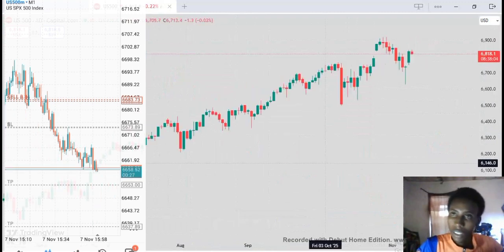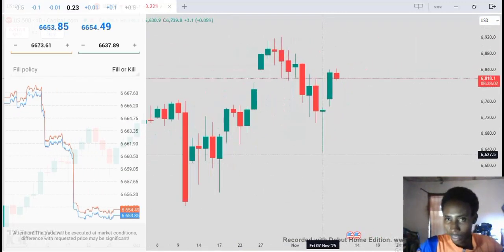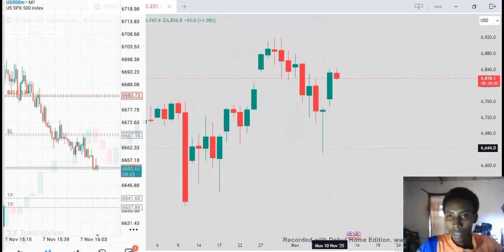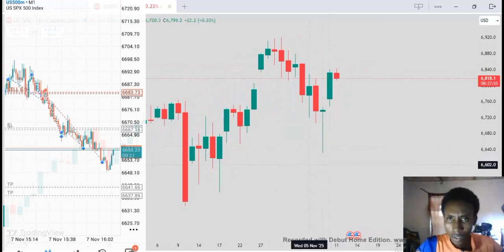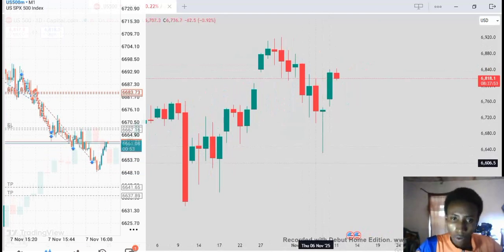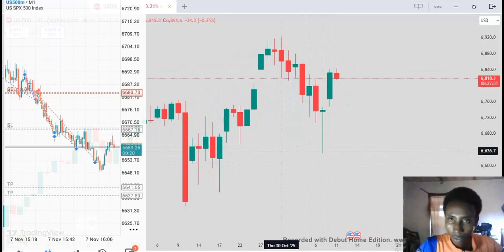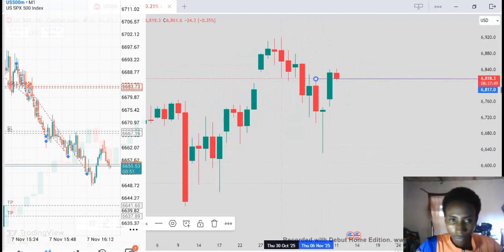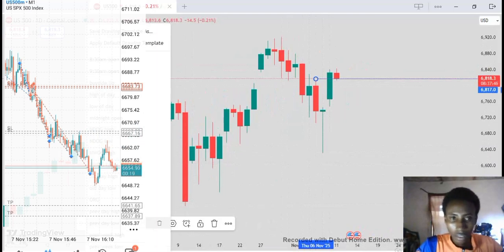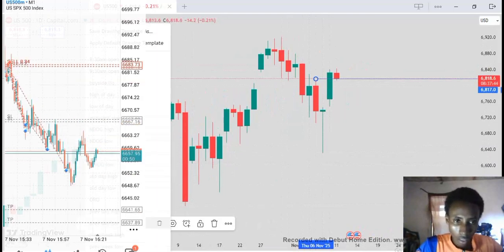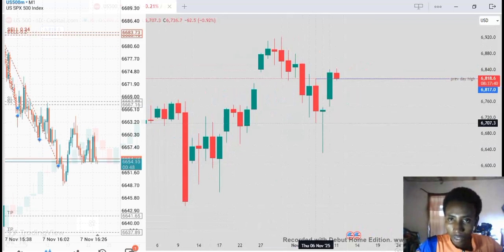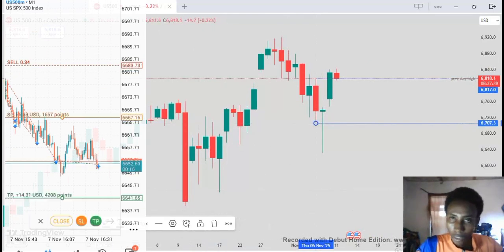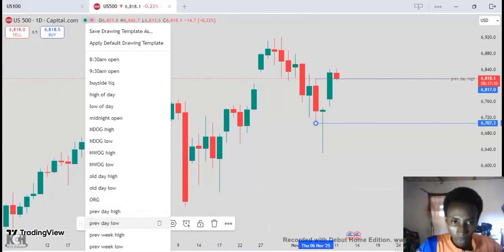Alright, so I'll be looking at the previous day high and low. That's what I do every day. Since we're looking at Friday, I'll be looking at the high and low of the previous day, which is Thursday, the 6th of November. I'm going to call that previous day high and this previous day low, because those are very important liquidity points and you want to be watching those points.